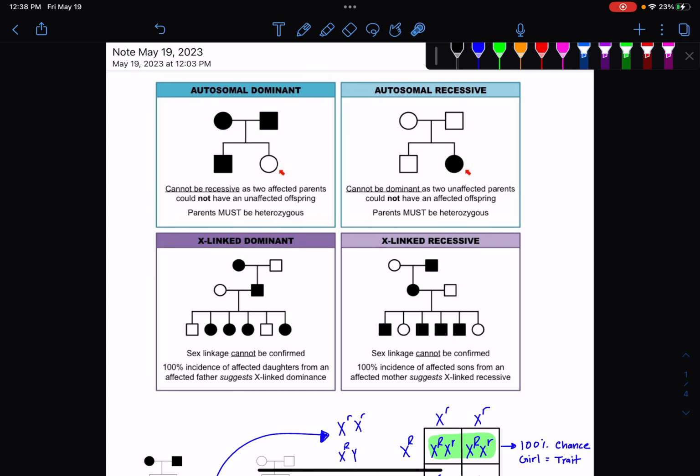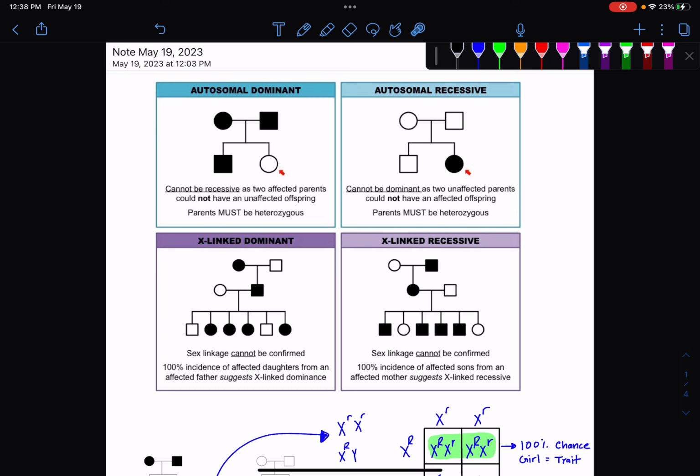The reason being, if you do a Punnett square, this would be little r, this would be little r, this would be little r, this would be r, giving you 100% chance to have a little r. So there's no way to have a big R if this was recessive. That's why we know this one is dominant, because it has an unaffected child with 2 affected parents. Okay? And you can read down here to pretty much say what I just said.